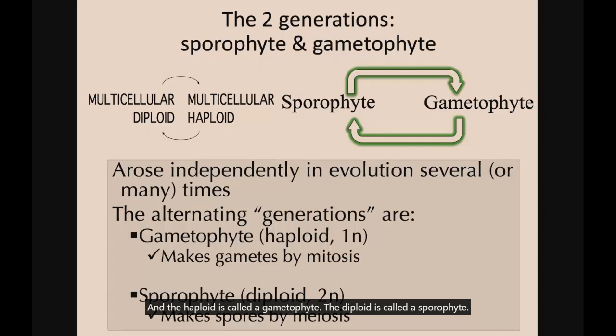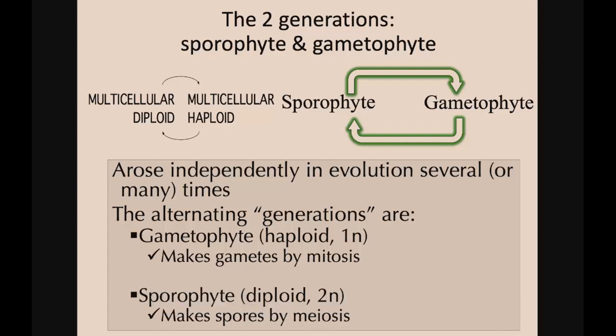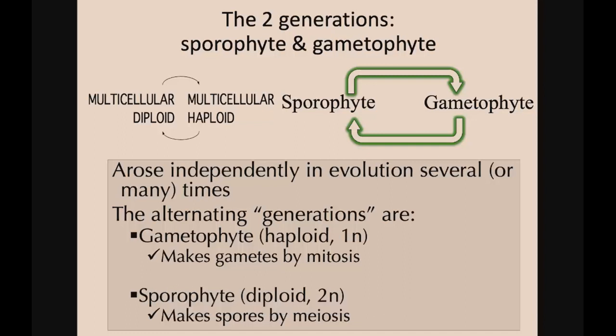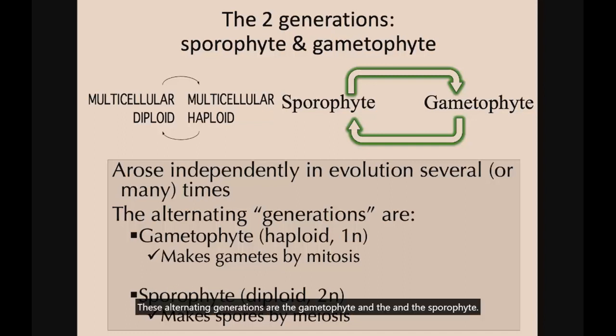The diploid is called a sporophyte. The haploid generation is called the gametophyte. All land plants do this. And this feature actually arose not only in land plants, it has arisen in other groups as well, independently. So there's something about this that's beneficial in various cases. These alternating generations are the gametophyte and the sporophyte.